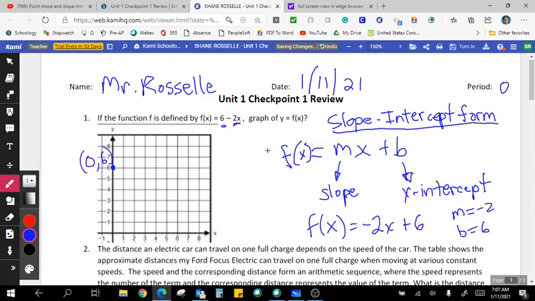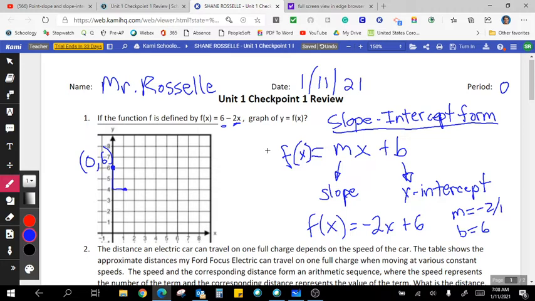Remember that your y-intercept, your b value, is where x equals 0. Whatever the y is where x equals 0. That means I'm not going anything left or right, I'm just going straight up to 6. My slope we can call negative 2, or if we talk about rise over run, negative 2 over 1, which means I'm going to go down 2 and right 1, and put a point.